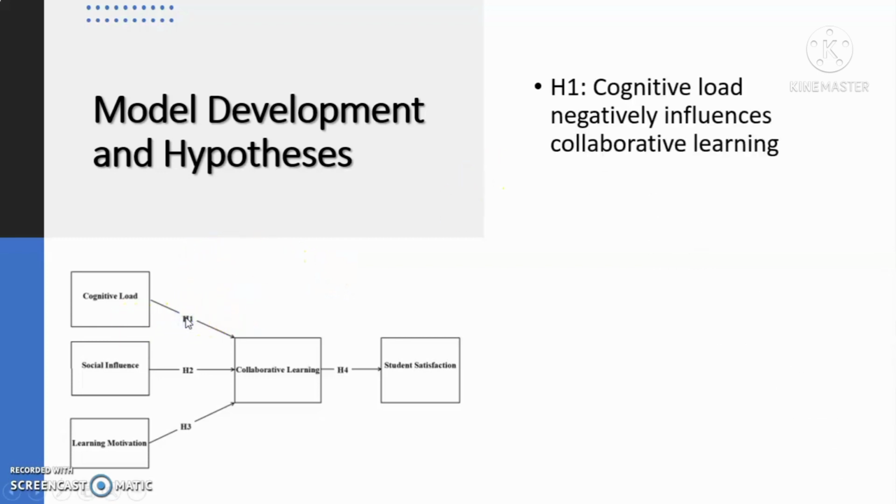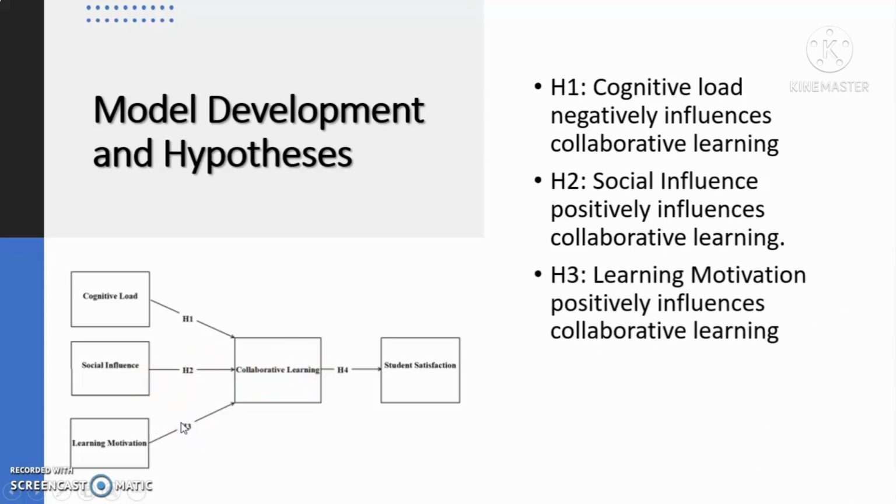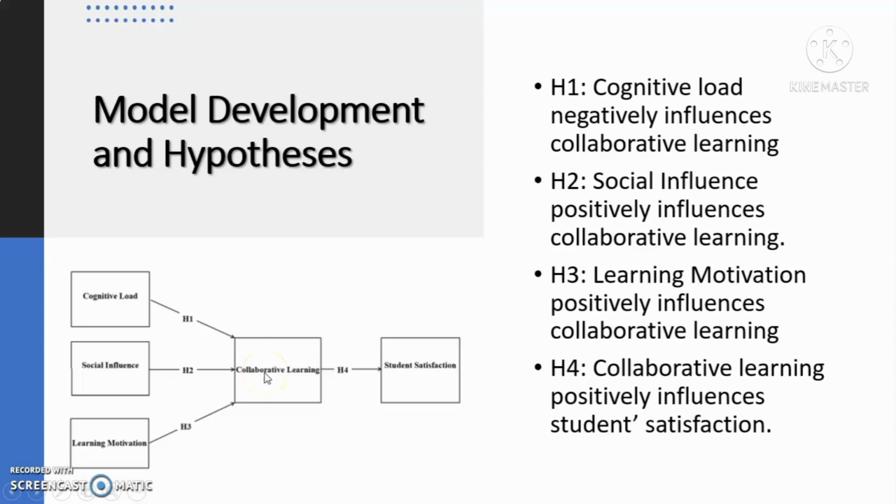The first hypothesis is this: cognitive load negatively influences collaborative learning. The second hypothesis is social influence positively influences collaborative learning. The third hypothesis is learning motivation positively influences collaborative learning. And finally, hypothesis 4, collaborative learning positively influences students' satisfaction.